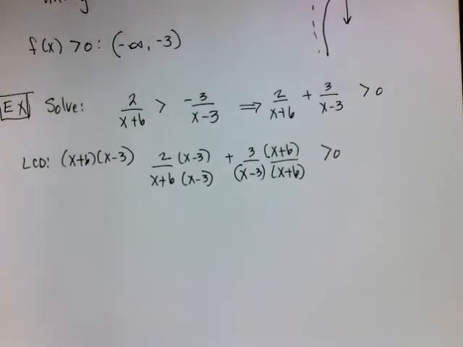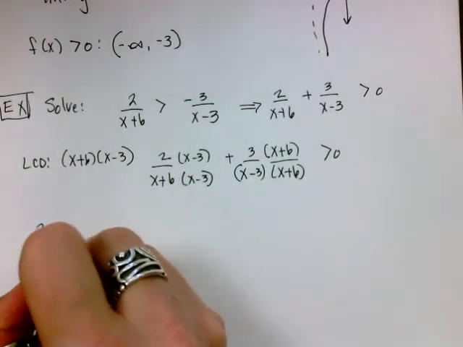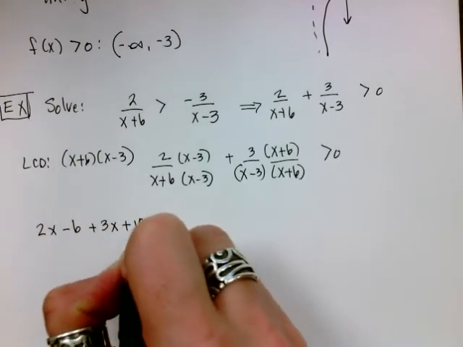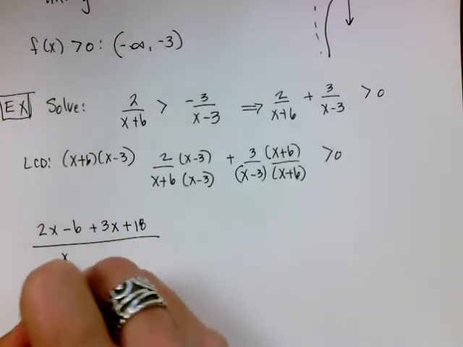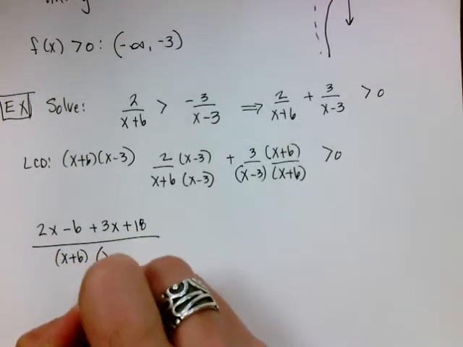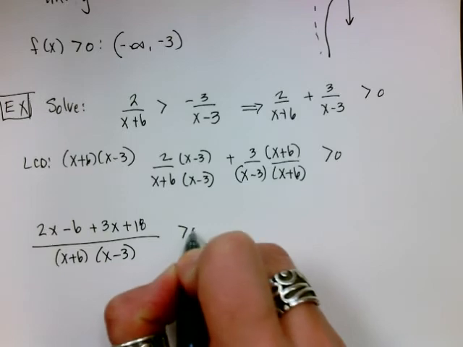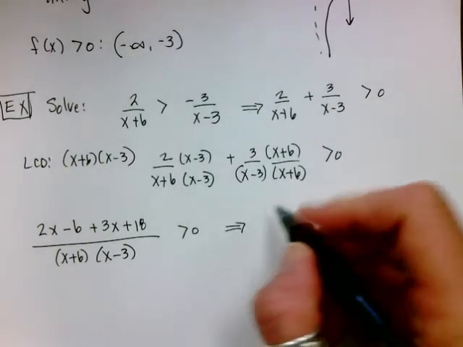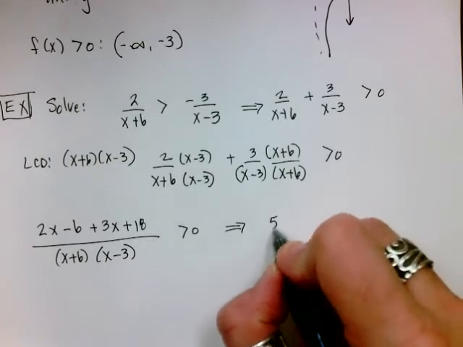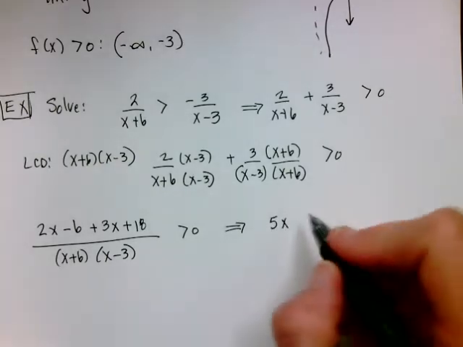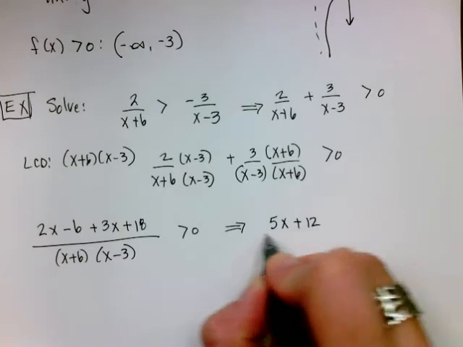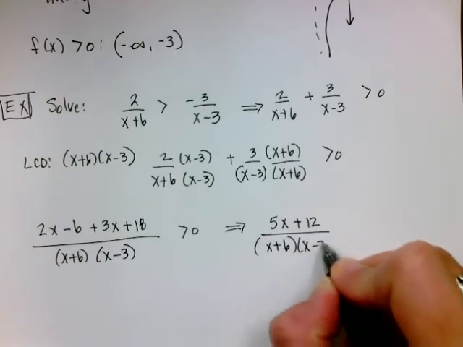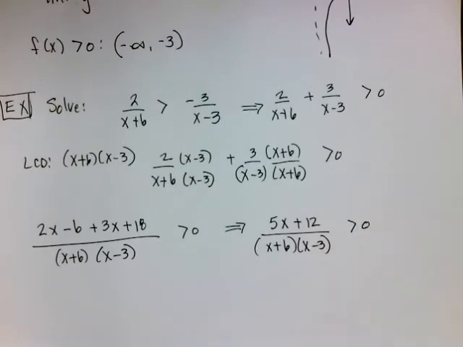So now I need to distribute across the top, so I'm going to get 2x minus 6 plus 3x plus 18 over x plus 6 and x minus 3, and that's going to be greater than 0. If I simplify on the top, I'm going to get 3x plus 2x is 5x, and 18 minus 6 is 12 over x plus 6 and x minus 3, and I want it to be greater than 0.